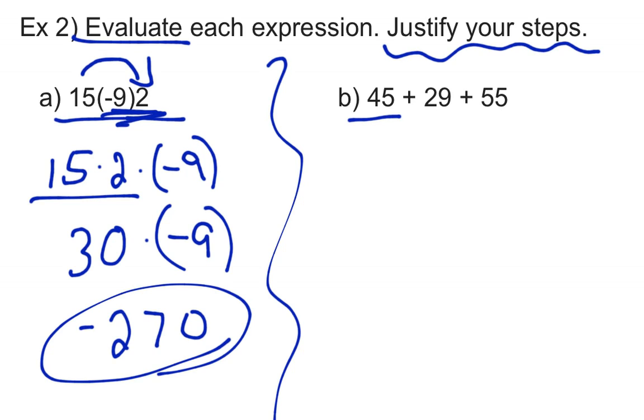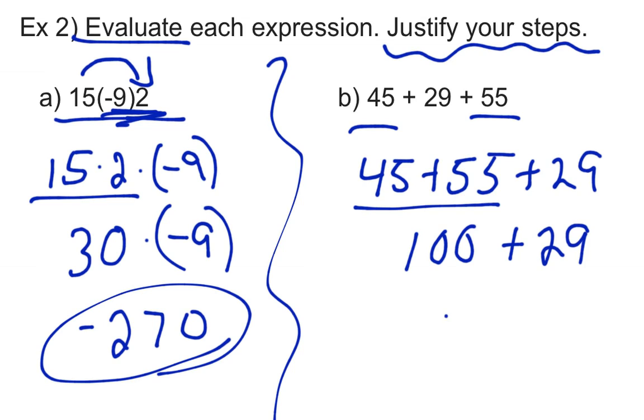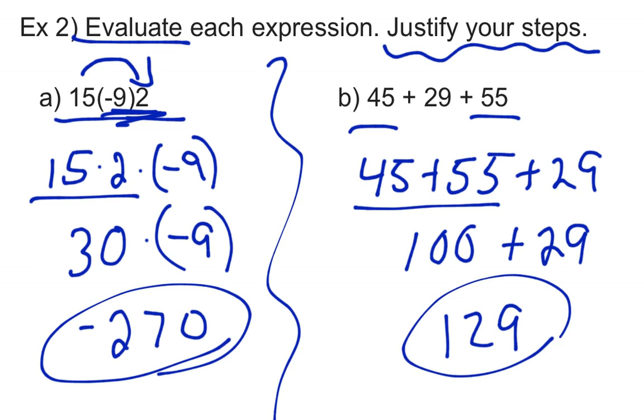It might be harder if I do go right in order and do 45 plus 29. So because this first one and the third one both end in 5, 45 and 55, I see I can add those together really easily. If I were to just switch around the order here, it makes life a lot easier. So I'm going to do the 45 plus the 55, which I know is 100. Then I can take that 100 plus the 29, which gives me 129.